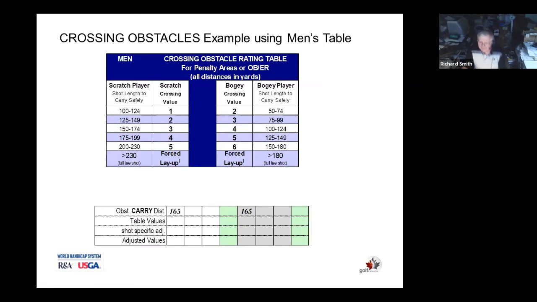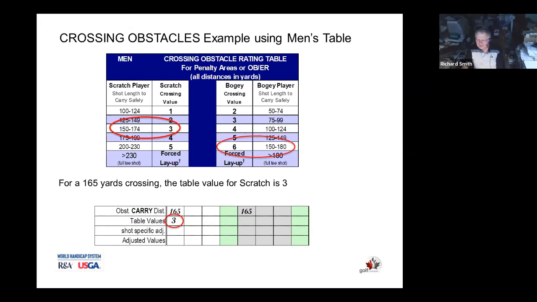All right, so using the table then, a 165-yard shot is going to give us a scratch value of 3. That goes there, just underneath where we've put the distance. And the bogey, that 165 is in a different row here, a different value. Table value for bogey is 6, and that would be placed there.